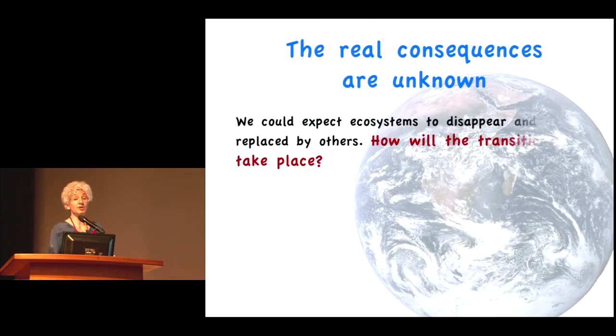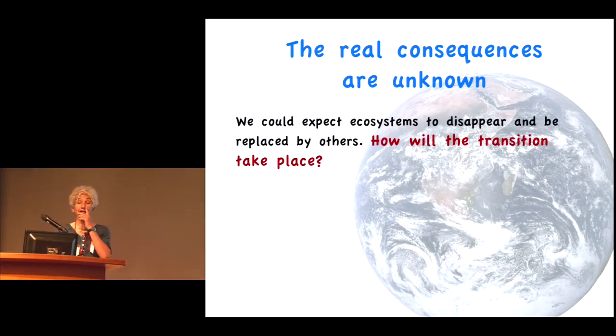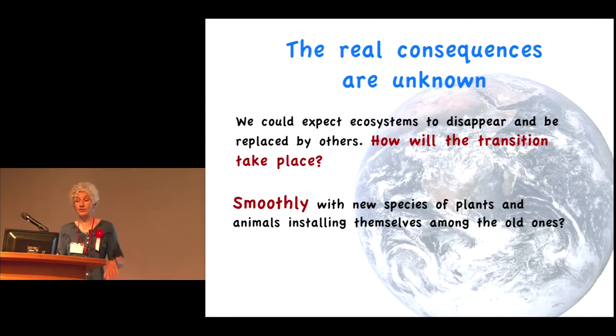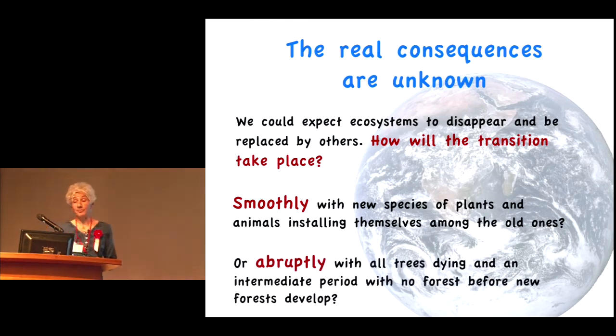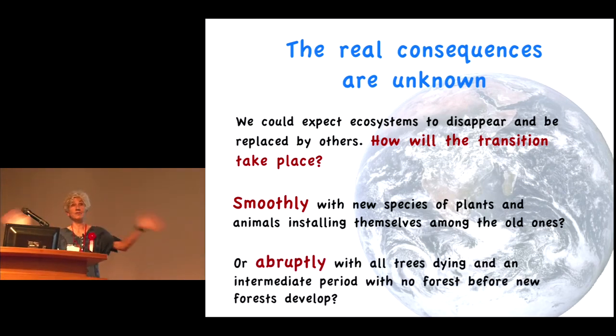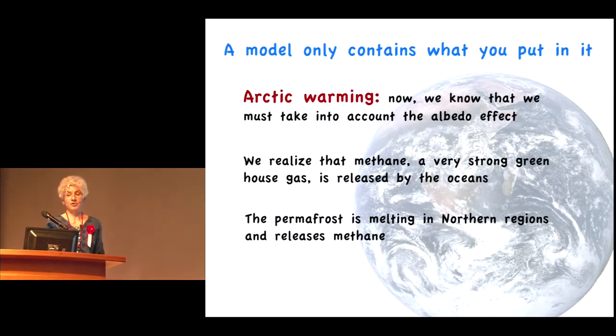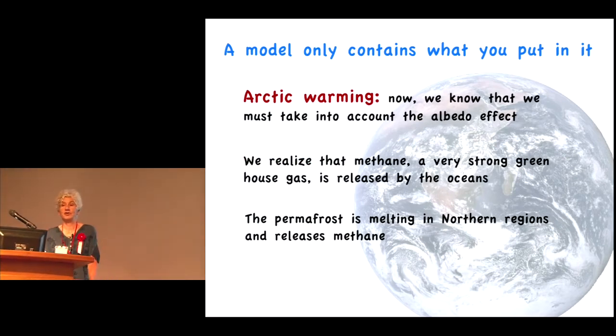The real consequences are unknown. We could expect some ecosystems to disappear. But how will the transition take place? Will it be smoothly? Suddenly you have new plants and animals that are installing? Or will it be very abrupt? You could imagine some ecosystems that are completely destroyed, and then you have an intermediate period before new forests would develop.